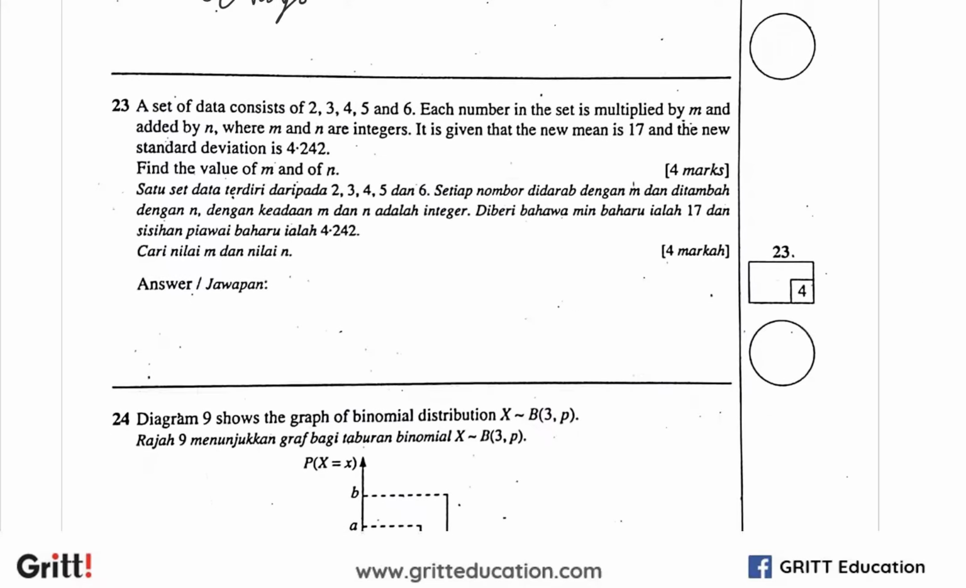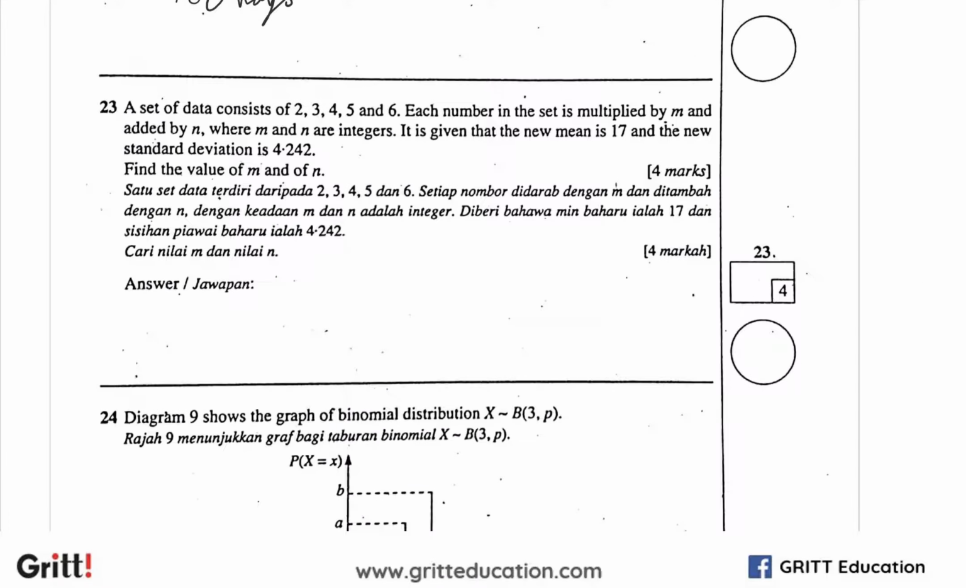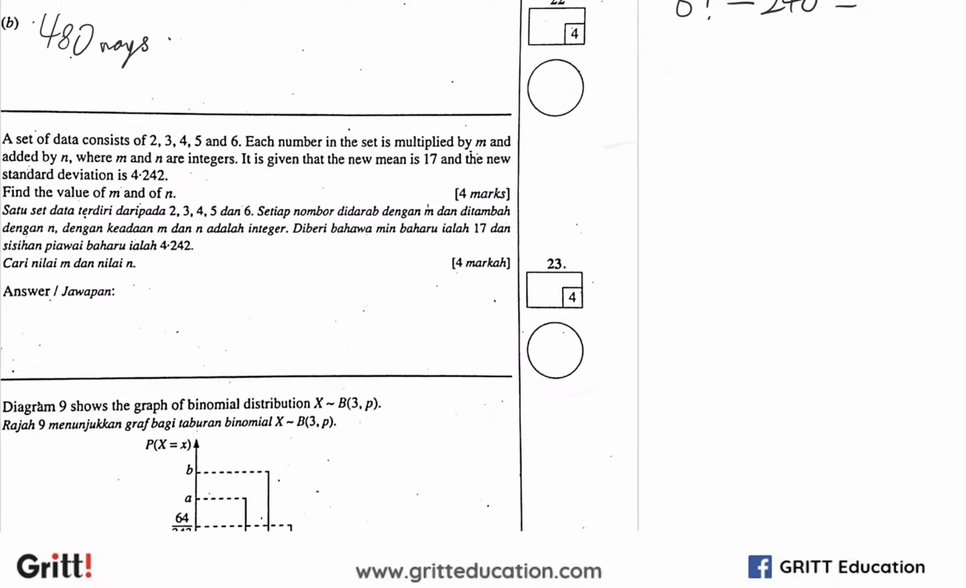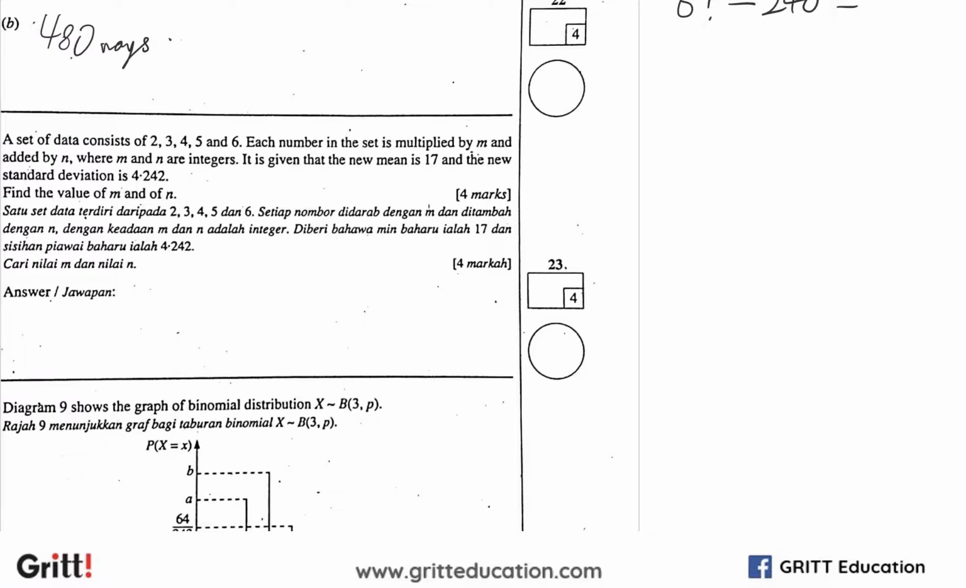Alright, so before you start, you have to find out what is the original mean and the original standard deviation before you can proceed. So we have the numbers 2, 3, 4, 5 and 6. Okay, so let's start by finding these values first: the sum of x and the sum of x squared.